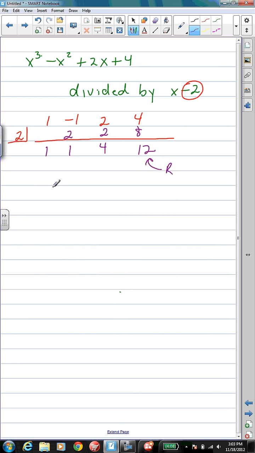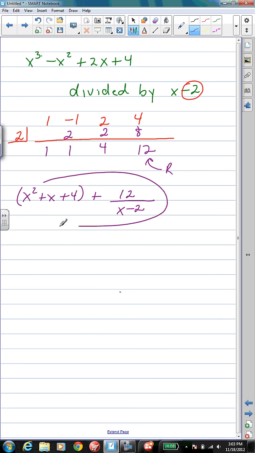Okay, so my new polynomial is x squared plus x plus 4 plus a remainder of 12. And if I put that over my divisor, it looks like this, 12 over x minus 2. Okay, that is the process of synthetic division. Now, this video was not meant to teach you why these things occur, what the roots are. It's just showing you a process of how you do synthetic division.